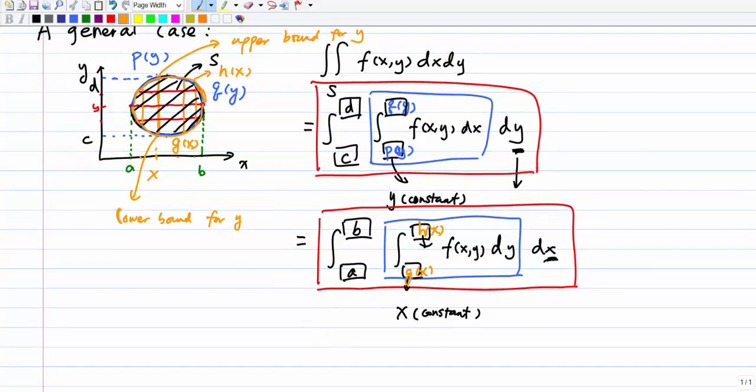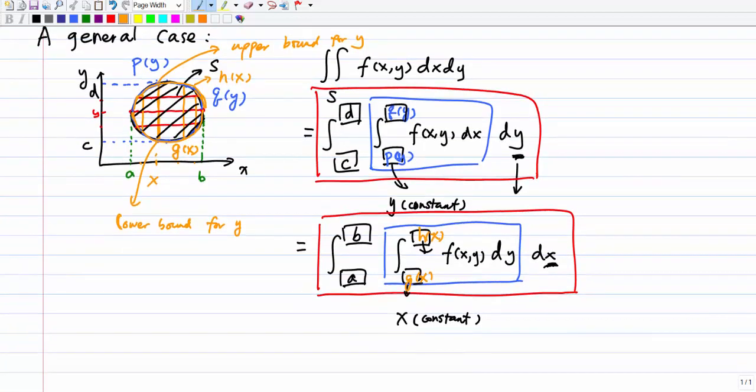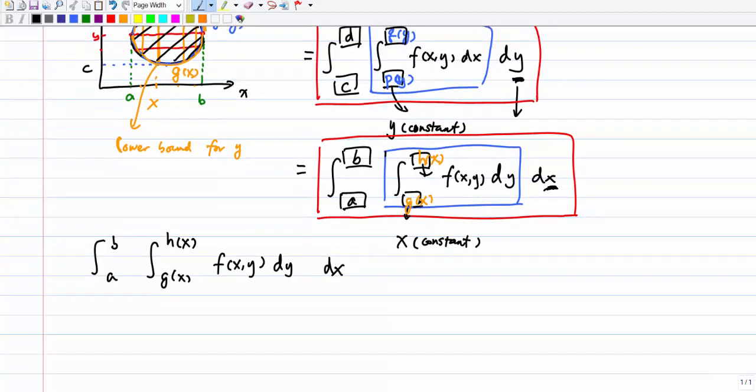Now here's how you could solve the problem in a general case. I assume that everybody knows how to compute the integration. Let's look at the inner integration, with g(x) and h(x) as the bounds on f(x,y) dy dx. You first do the inner integration, and you keep everything the same for the outside, keeping a and b over here.